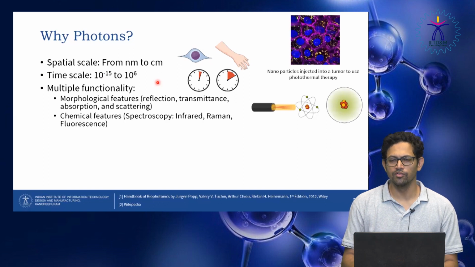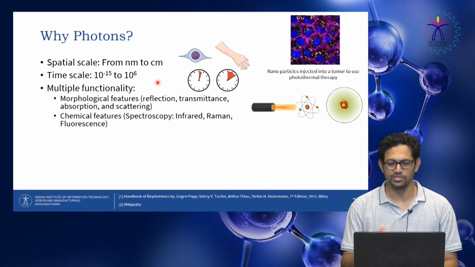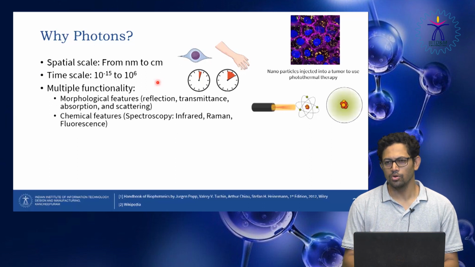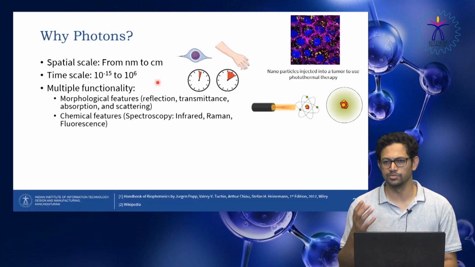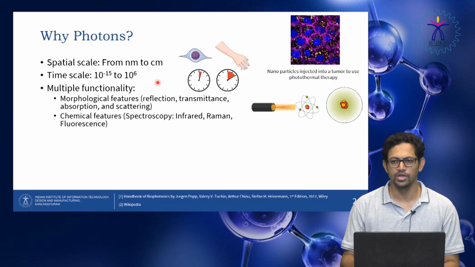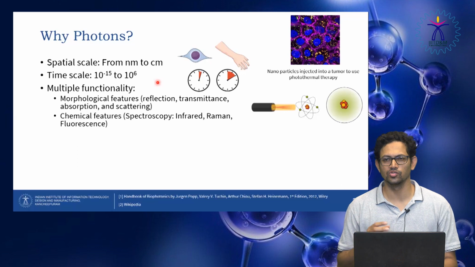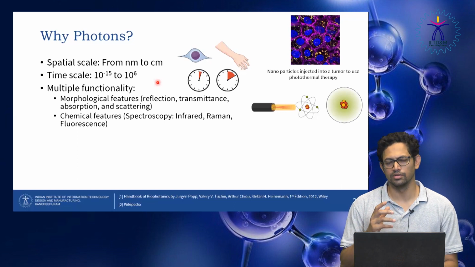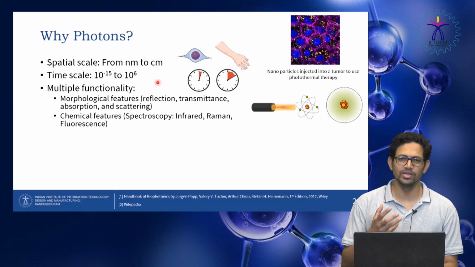It could also be helpful to understand the chemical features. We talk about spectroscopy today. We'll learn about what is infrared spectroscopy, what is Raman spectroscopy, what is fluorescence spectroscopy, and from these signatures we can understand what is the property of the tissue.